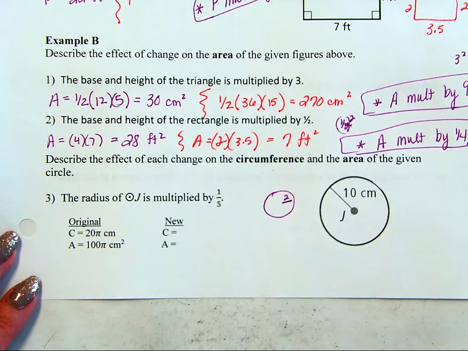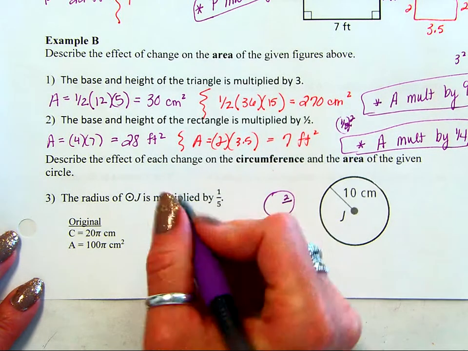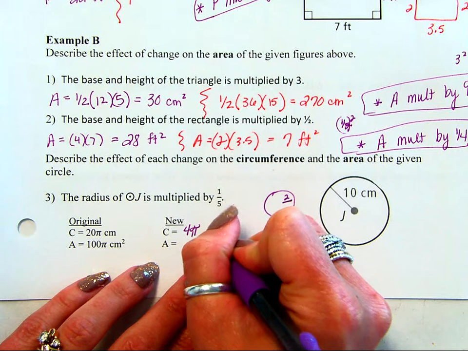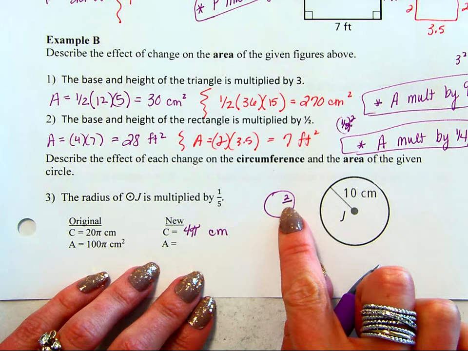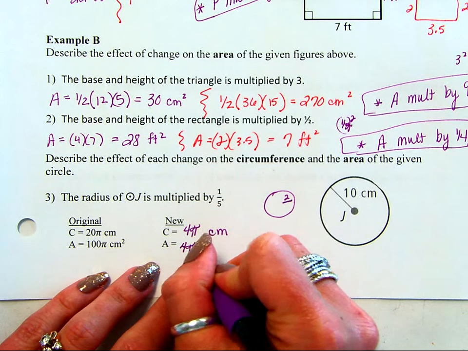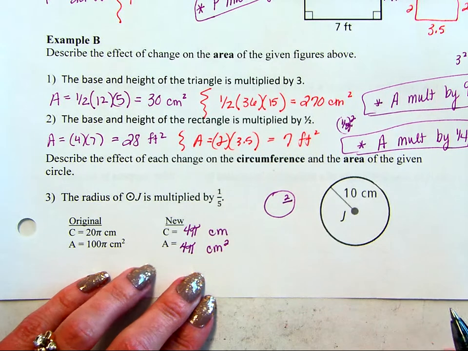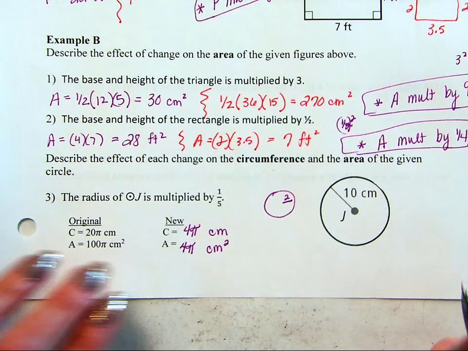If I think about that circumference, pi times d, I would get a circumference of 4 pi centimeters. If I think about my area, pi r squared, I also get 4 pi. But this is in centimeters squared, so the answer is actually different. One's a linear unit and one's a square unit.